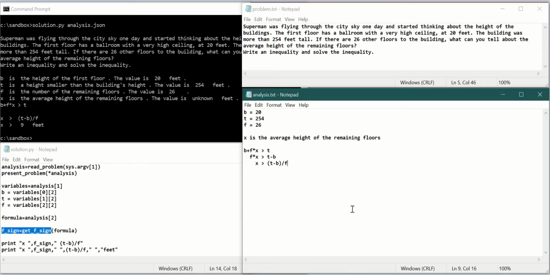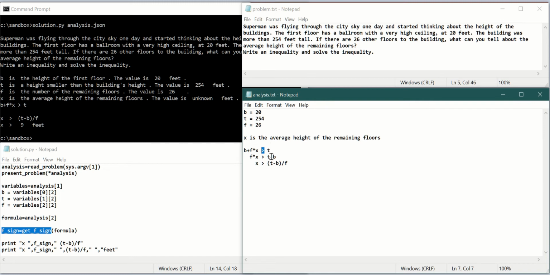Let's start by taking a look at our analysis. This is our equation, and then this is our sign. So the sign splits the equation in two sides. So we have a left-hand side, left of the sign, and the right-hand side. And then we are operating on these two sides.